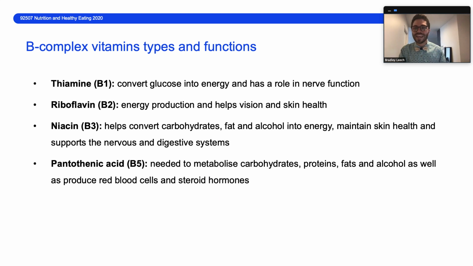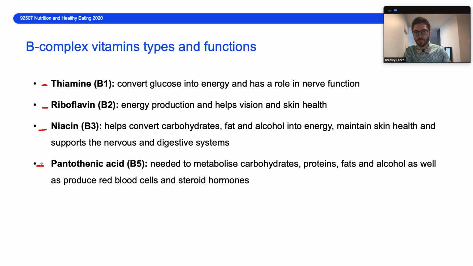All right, so let's look at the individual B vitamins. Thiamine, which is your B1, helps with the conversion of glucose into energy and has a role in nerve function. Riboflavin, which is B2, also supports with energy production and helps with skin health and vision as well. Niacin, which is known as B3, is slightly different to B1 and B2, but helps with the conversion of carbohydrates, fats, and alcohol into energy. Okay? And it also supports your nervous and digestive system.